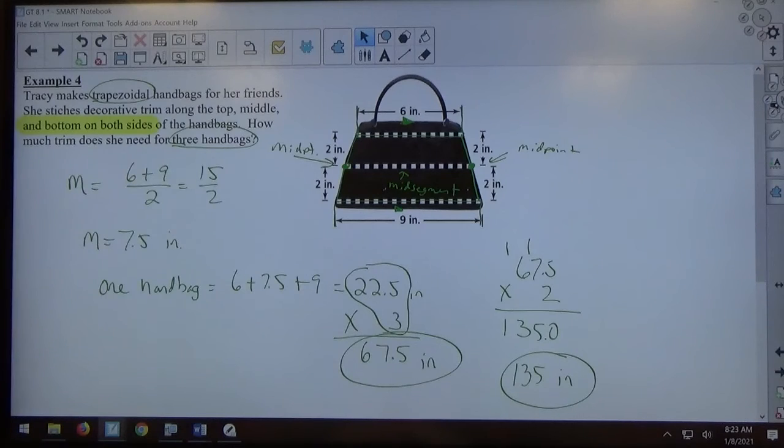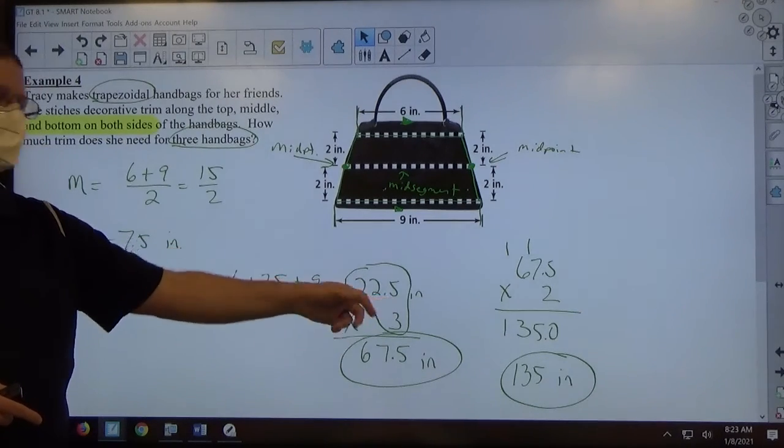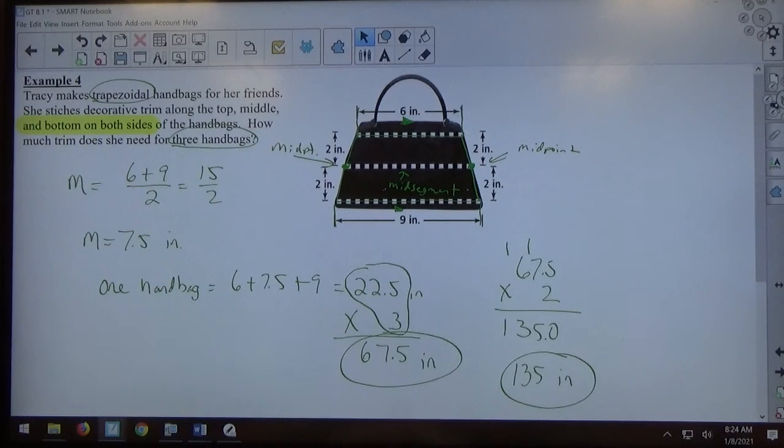I don't know. So, I probably, if I had done this correctly, reading the problem better, I probably would have gotten this to be 45 to start off with for each handbag and then multiply by 3. But it doesn't really matter when you multiply, as long as all the numbers get multiplied correctly.